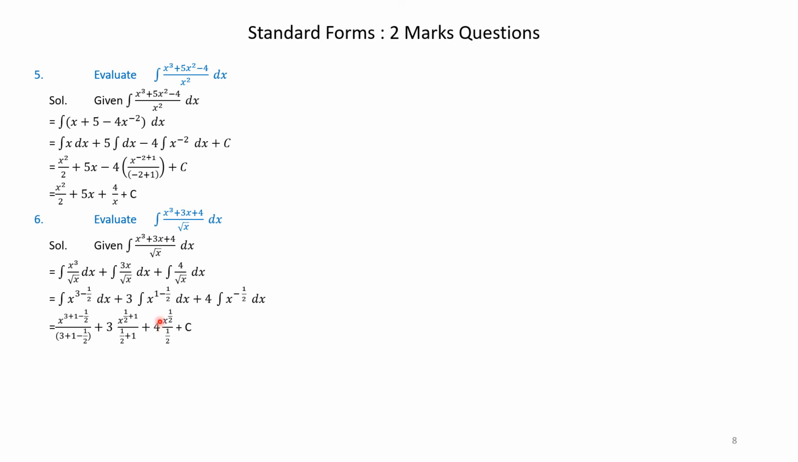And the third term is 4 into x to the power of half divided by half, plus c. Plus c is the constant of integration. We have removed the integration sign after integration, and we have to put a constant of integration, that is c. Now simplifying, we get x to the power of, 4 minus half is 3 and a half.